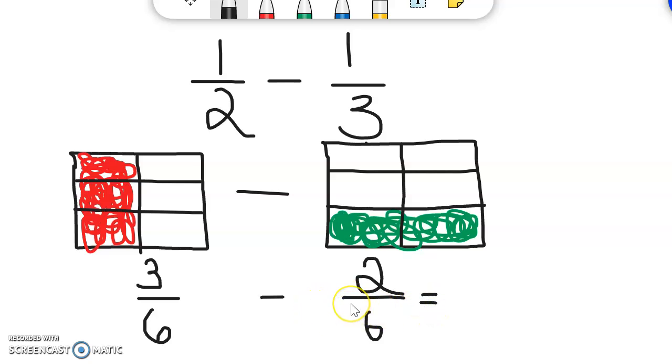So now let's subtract. What's 3/6 subtract 2/6? 1/6. Now this is the other thing.